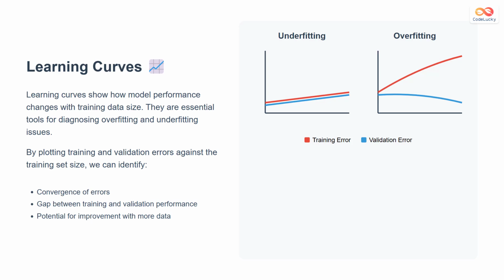Let's consider the underfitting graph. The x-axis represents training examples and the y-axis represents error. The training error and validation error are converging at a high error rate.